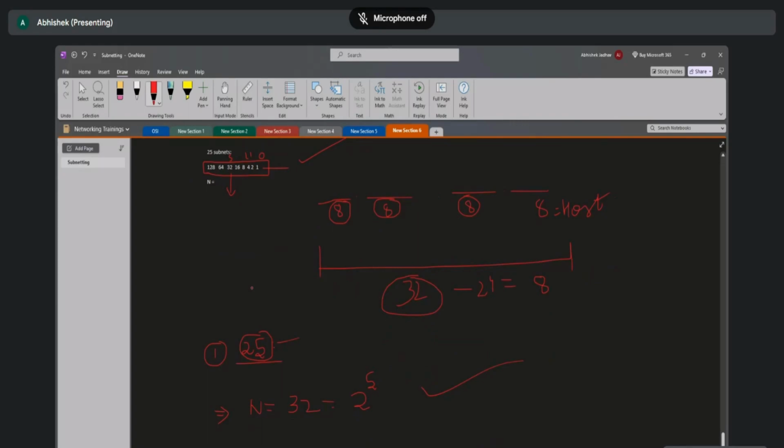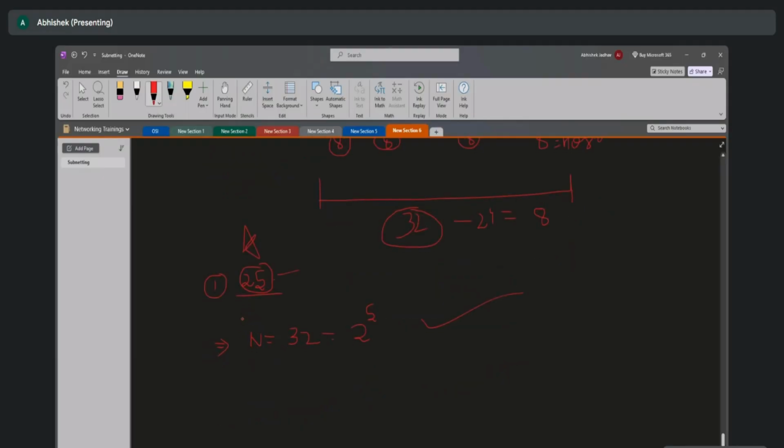Everybody understood this, or is there still any confusion? This is important. Yes. Understood. Okay. Can you please repeat it?